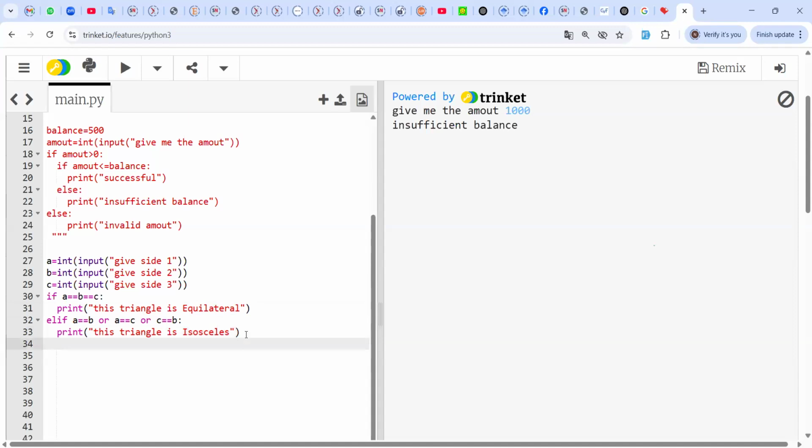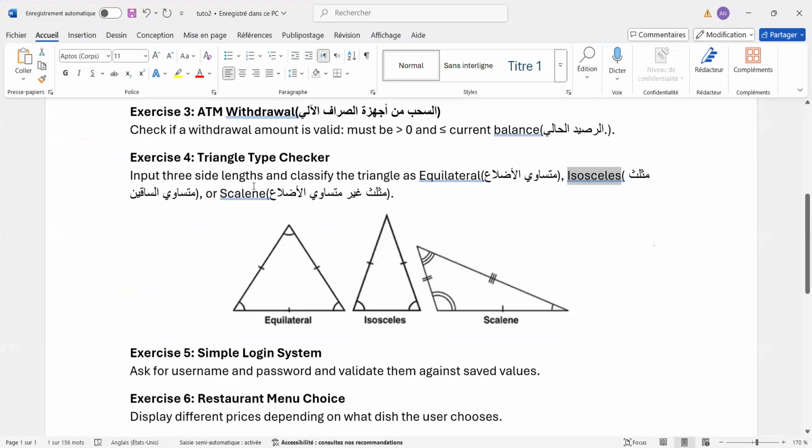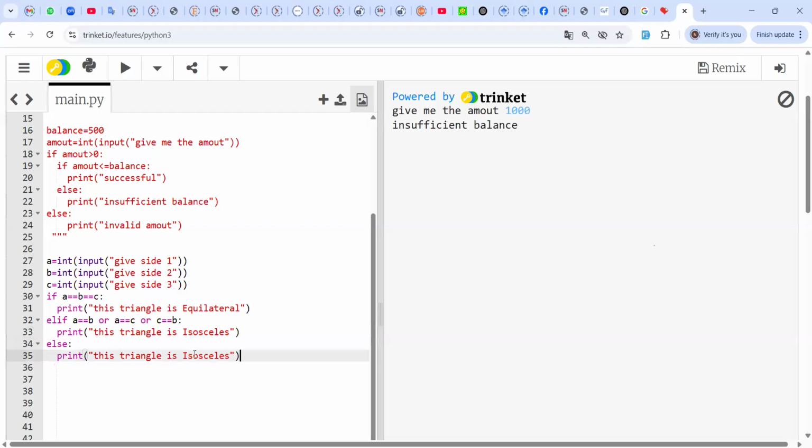And the other one, we're going to say else. We're going to type this one again. Control C, Control V, copy paste. Scalene. None of them is equal, like A is different to B and B is different to C, okay? So we are going to run the script.